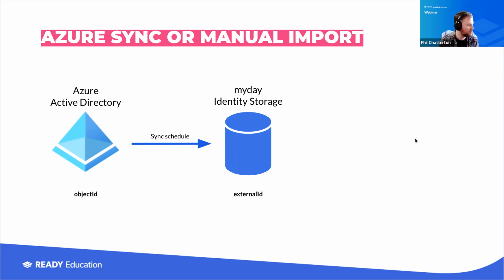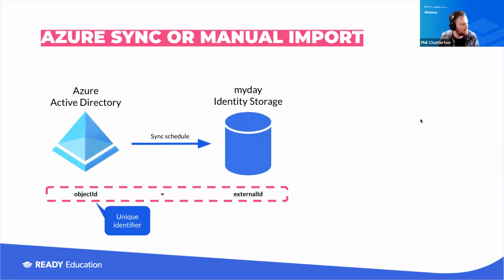So typically with Azure AD, we map the object ID on Azure AD with the external ID in myday, and that's the unique identifier. So those two are paired up. So it doesn't really matter, for an existing user in the myday storage, if their names change, as long as the object ID is the same as what we've synchronized with the external ID, those other fields will be updated. And that's the beauty of setting up the sync schedule.